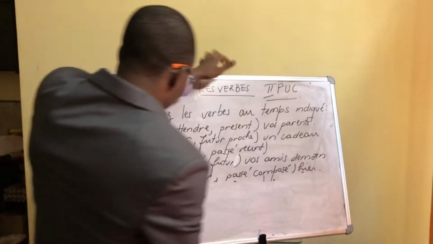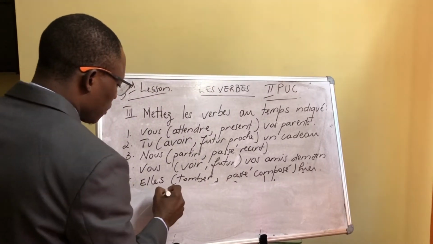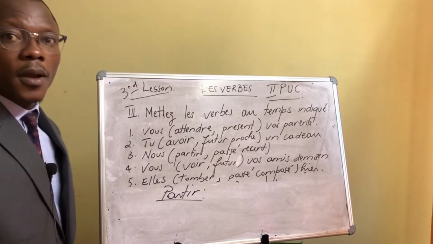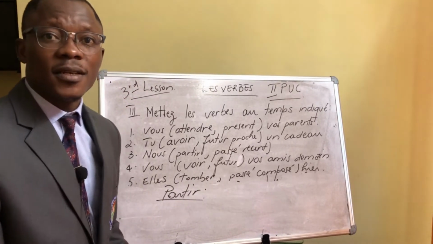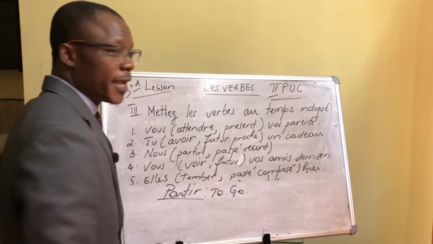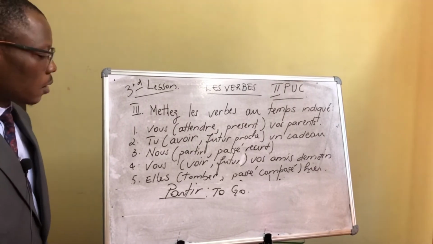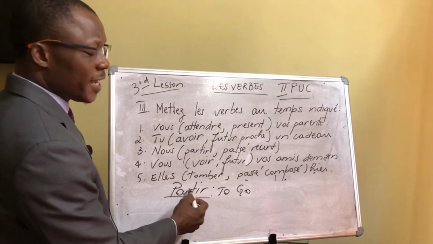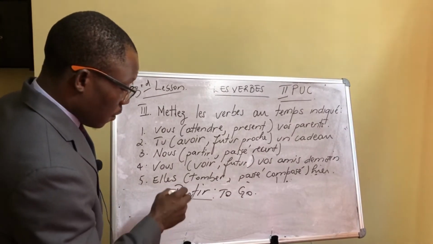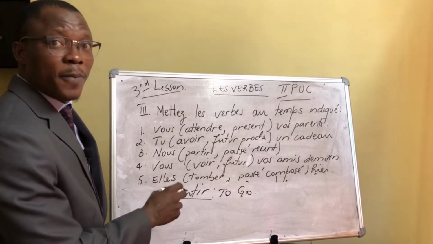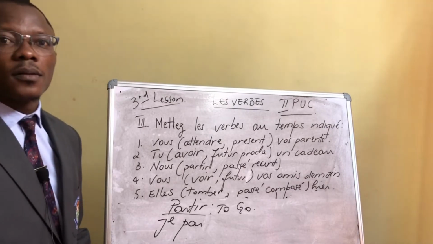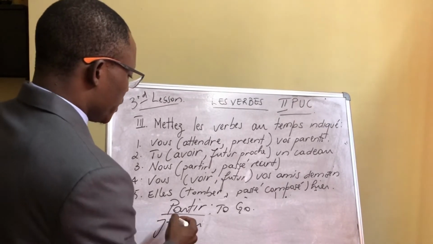Partir. Partir, which means what? Partir means to go, to leave. Okay? Now, as you can see here, partir ends with IR. Now, for the present tense of partir, you don't need to add IS again. Okay. The second verb is partir.